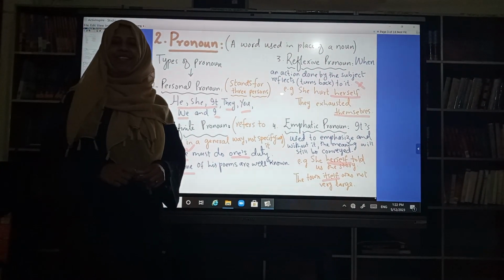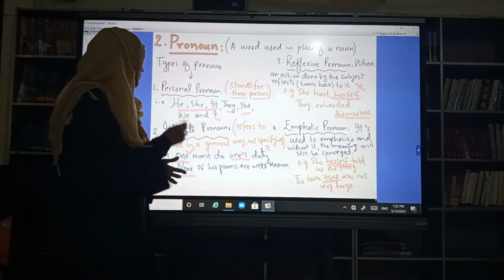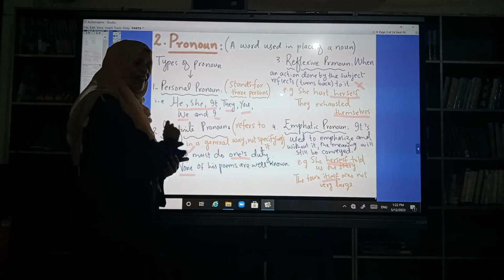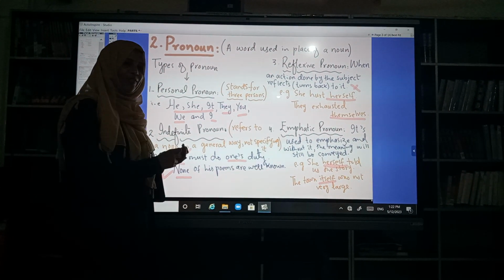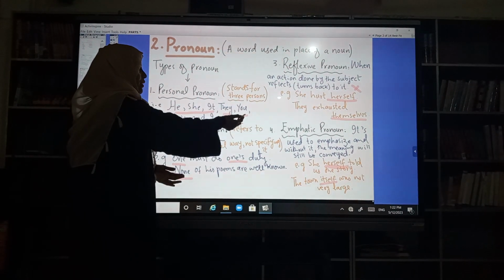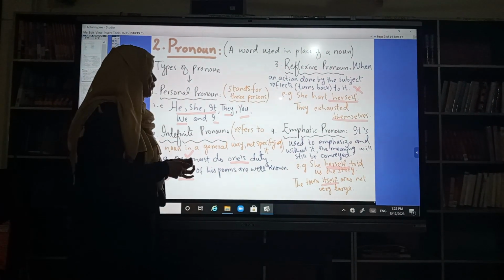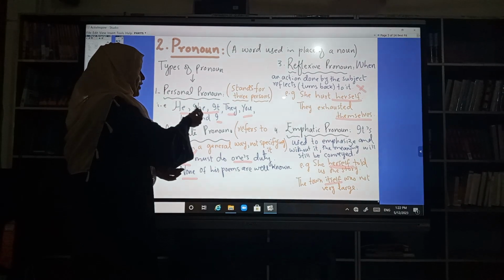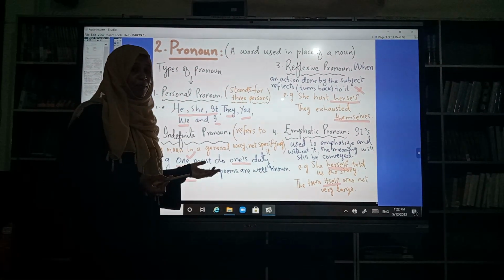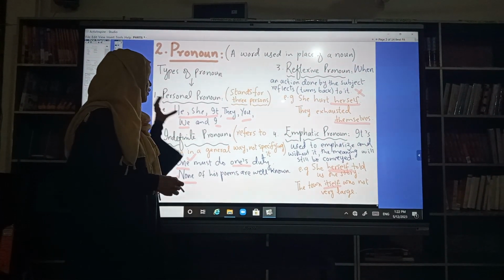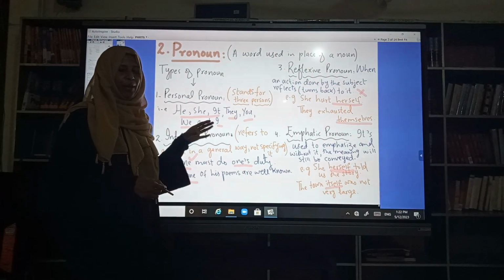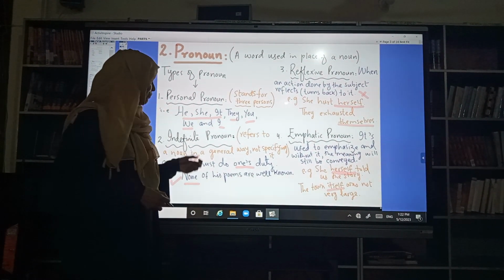Personal pronoun actually stands for three persons. There is first person, like singular I, plural we. Second person, both singular and plural, you. Third person singular, he, she, it, and third person plural, they. So this is the most common type of pronoun that is frequently used.